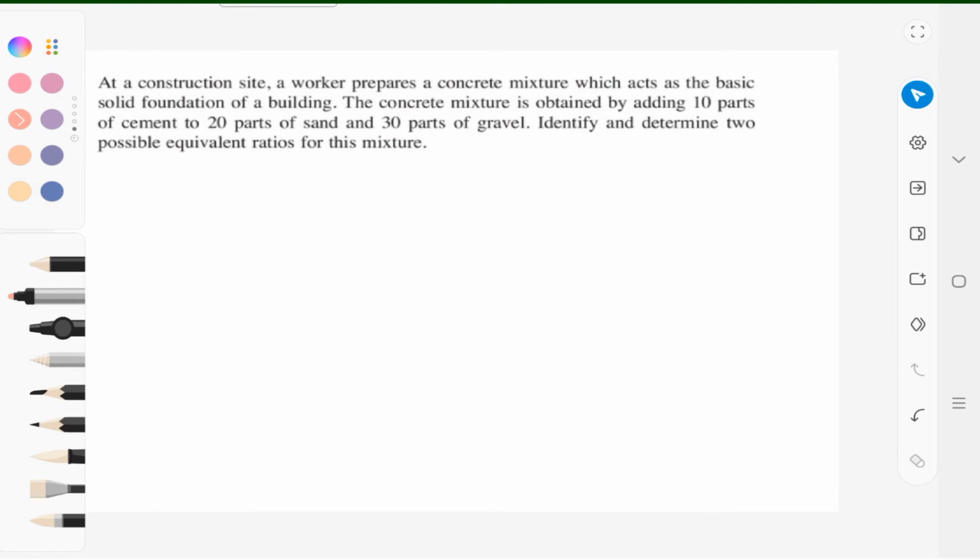At the construction site, a worker prepares a concrete mixture which acts as the basic solid foundation of a building. The concrete mixture is obtained by adding 10 parts of cement to 20 parts of sand and 30 parts of gravel. Identify and determine two possible equivalent ratios for this mixture. So the ratio given in this question is 10 to 20 to 30, and we have to find two possible equivalent ratios.